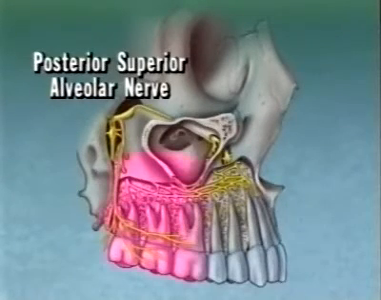The posterior superior alveolar nerve innervates the maxillary molar teeth, with the possible exception of the mesiobuccal root of the first molar, the surrounding periodontium and adjacent buccal mucosa, and the mucous membrane of the maxillary sinus.